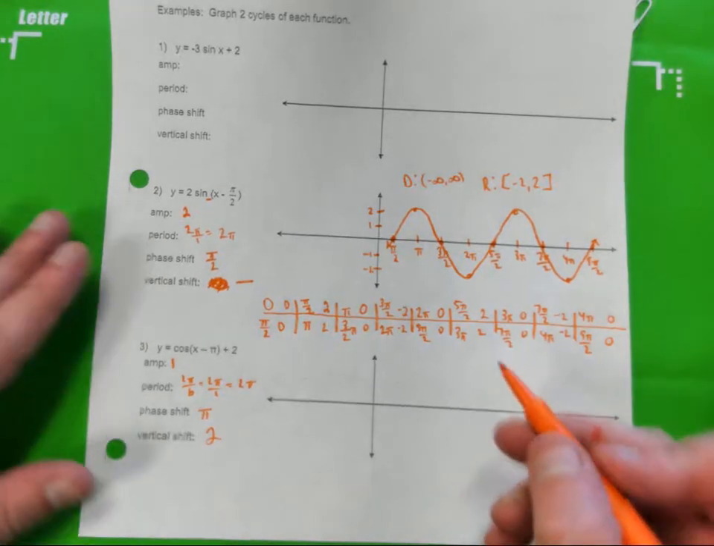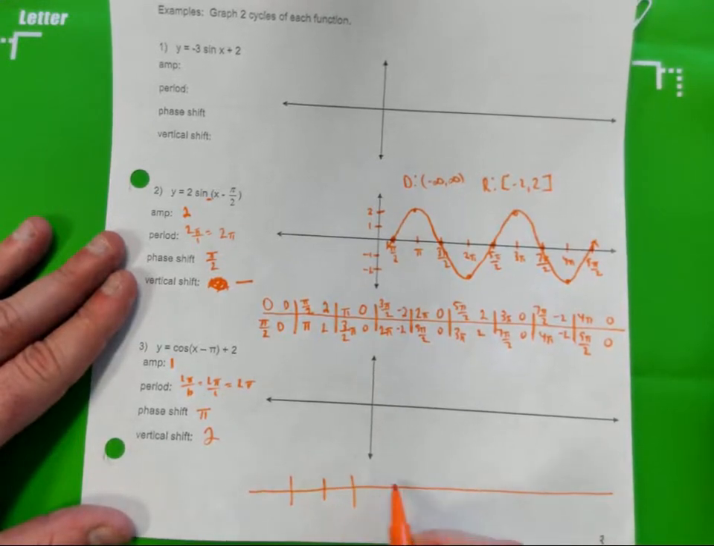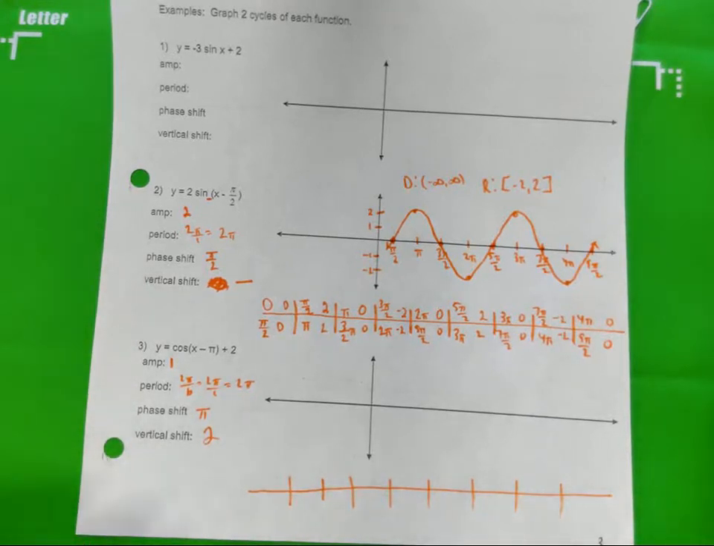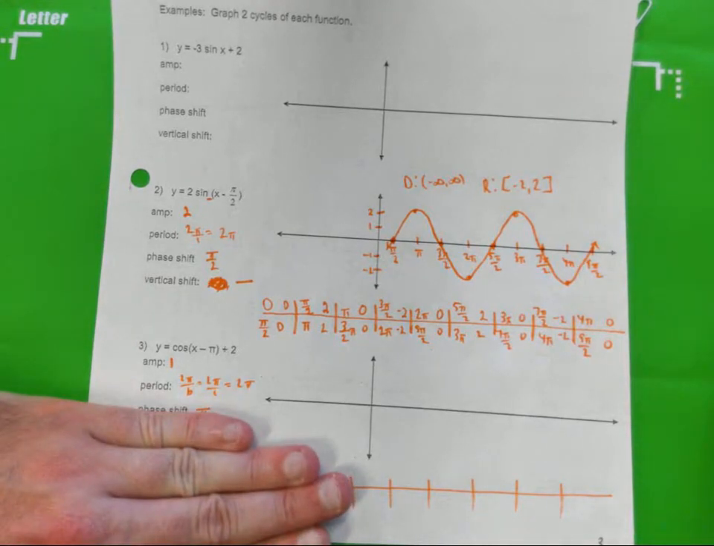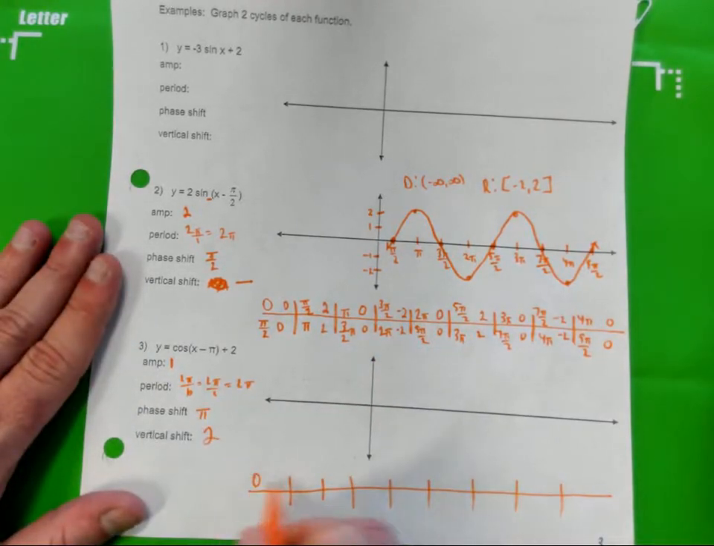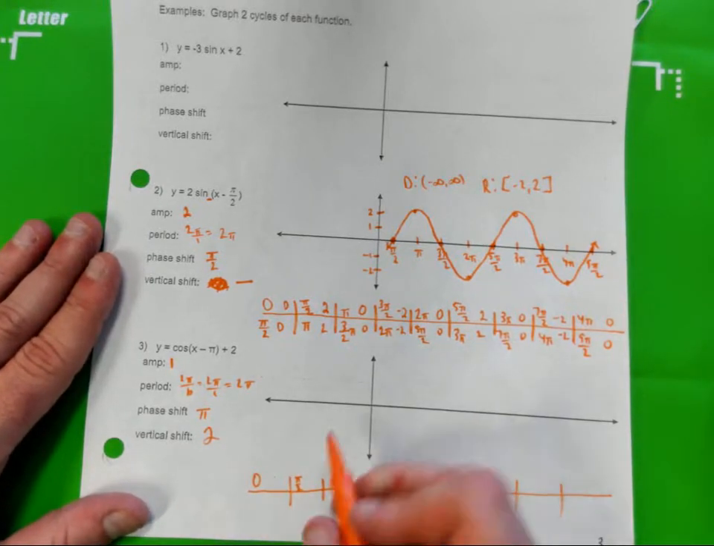Now, I'm going to draw my chart. The top line is if I was only graphing the amp and period. So I'm going to divide the 2 pi by 4. That's going to be pi over 2. I start with 0 because I start at the origin on the top, 0. Then go up by pi over 2.